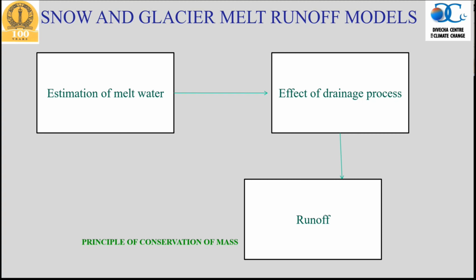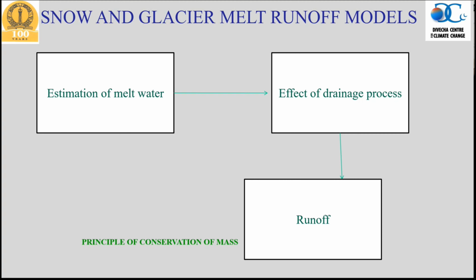And then, once it is melted, there is the effect of drainage processes on this. That means some of that water will infiltrate into the ground, or some will be used in increasing the soil moisture, then it will go into evapotranspiration. Numerous processes will take place, and then there is a runoff.